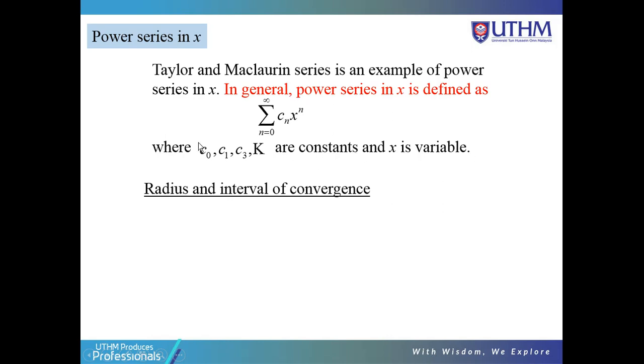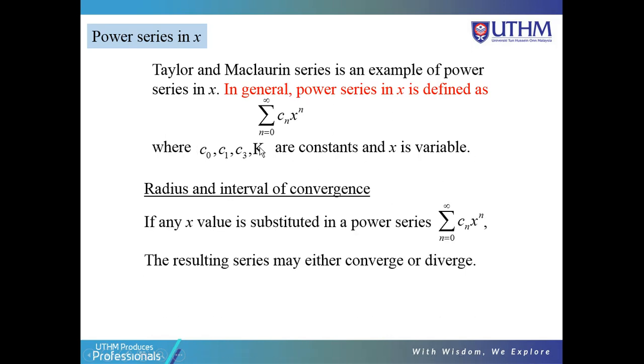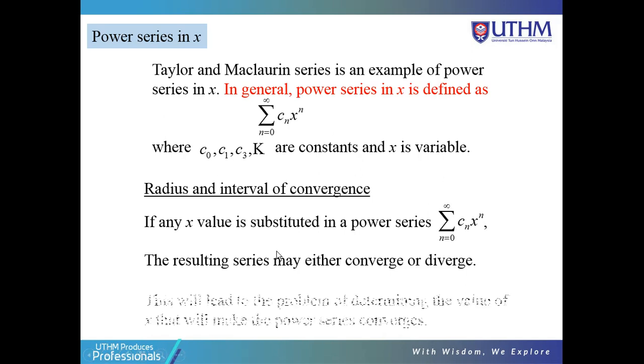So from there, how can we determine the radius and interval of convergence? If any x is substituted into the power series, the resulting series may be either convergent or divergent. x can be any value, 3 or 4 or an exponent and so on. This leads to the problem of determining the values of x that make the power series convergent.